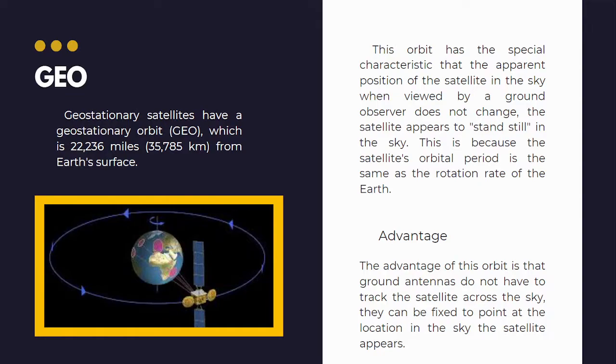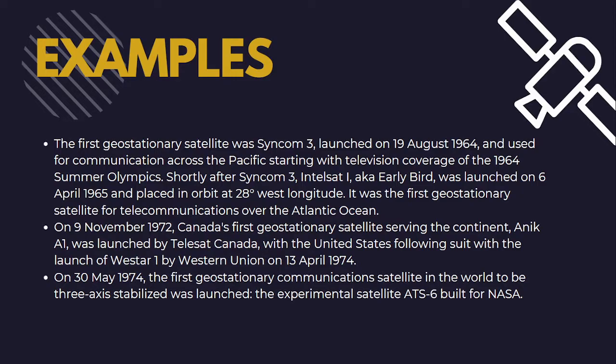The advantage of GEO is that ground antennas do not have to track the satellite across the sky. They can be fixed to point at the location in the sky where the satellite appears. Here are some examples of GEO. The first geostationary satellite was Syncom 3, launched on 19th August 1964 and used for communication across the Pacific starting with the television coverage of the 1964 Summer Olympics.